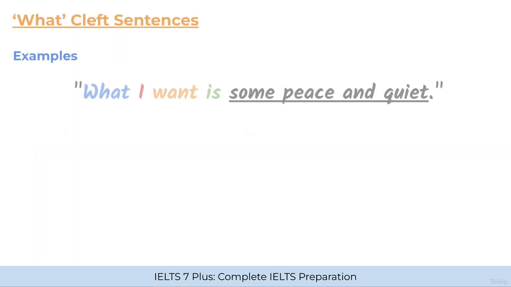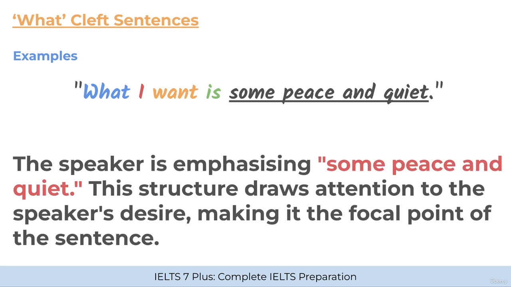So for example, what I want is some peace and quiet. So here, what do we think of this one? Where's the emphasis? What is being highlighted here? Well, the speaker is emphasizing some peace and quiet. If you were to say "what I want is" and to leave it, well, we're all left on a cliffhanger. What is it that the speaker wants? So there's a desire here, making it a focal point of the sentence, some peace and quiet.